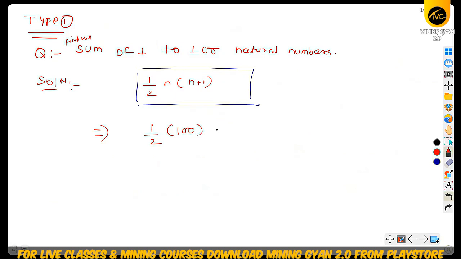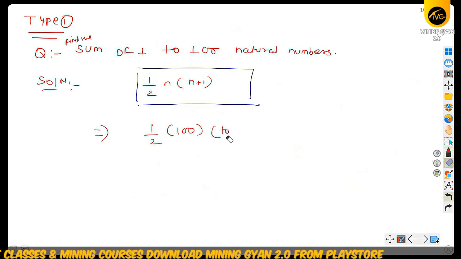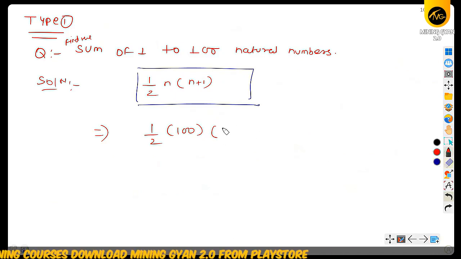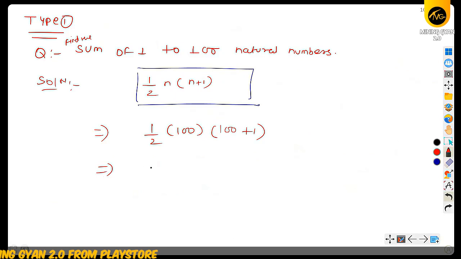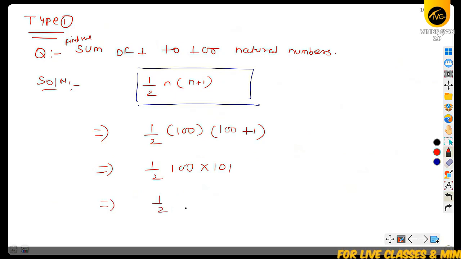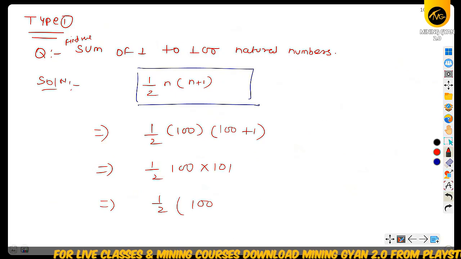So 100 into 100 plus 1. Now 1 divided by 2, 100 into 101. So 1 divided by 2, what is 100 into 101? That means 10,100.